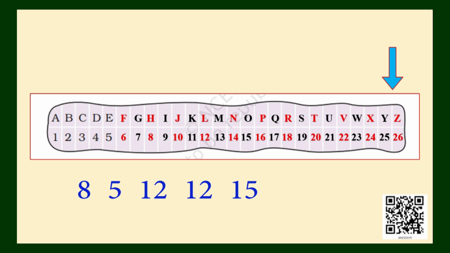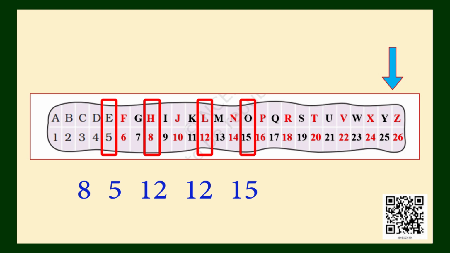Suppose I receive a message with numbers 8, 5, 12, 12, 15. Then can you help me to decode this message? Come, let us decode it. Yes, 8 is nothing but H, 5 is E, 12 is L. One more 12 is there, right? So it will be L, and 15 is O. So the message is H, E, L, L, O. Hello. Is it not interesting?